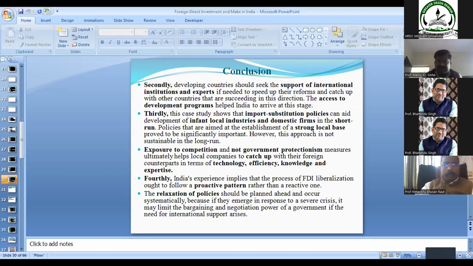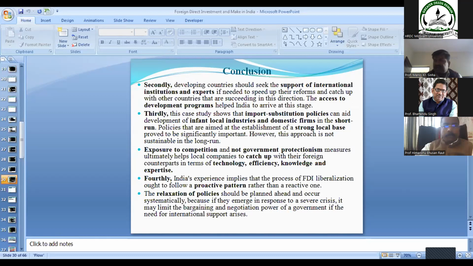The fourth lesson we can take from India's experience implies that the process of FDI liberalization ought to follow a proactive pattern rather than a reactive one, and be consistent. And relaxation of policies should be planned ahead and occur systematically.